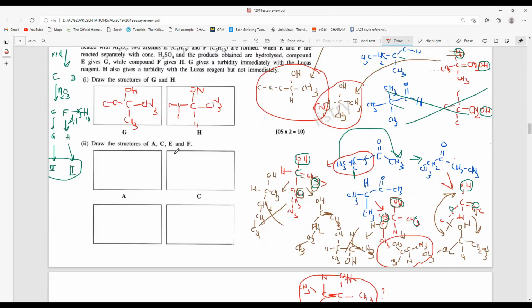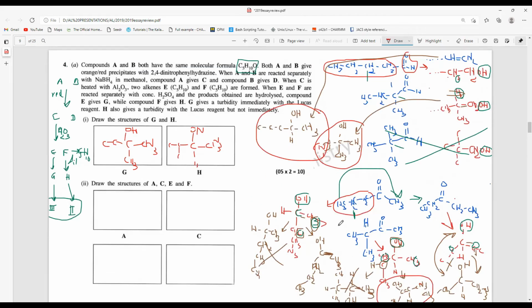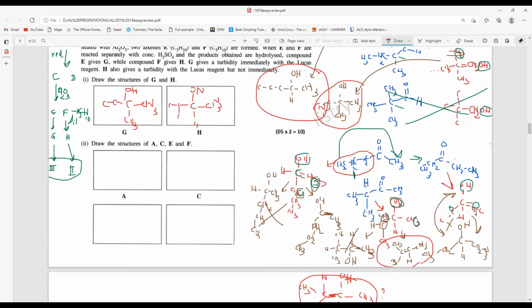Draw the structure of ACEF. So based on this explanation, you can find all the structures very easily, right? So try to go through this very slowly and try to understand the concept behind it, and try to understand the difference between these two. That is very easy to understand.